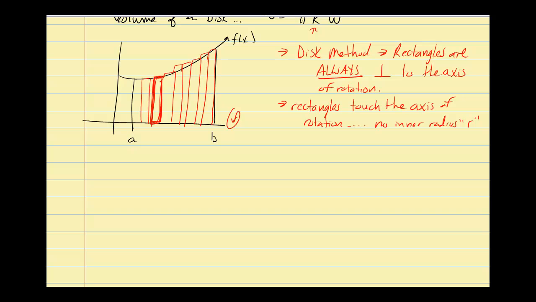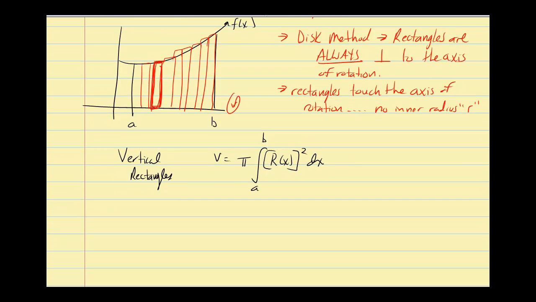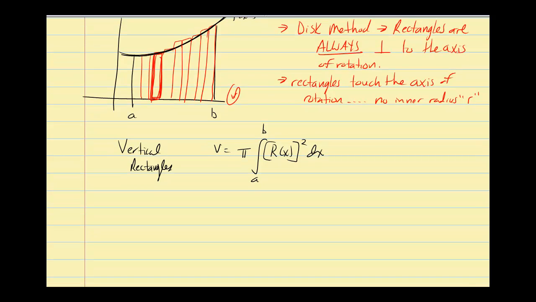So when we're talking about formulas here then for the disk method, I can talk about, first of all, vertical rectangles. And if I have vertical rectangles, of course, I'm working with dx. So my volume would look like pi, and again, I'm pulling these formulas from right up here, pi r squared w, times the integral from a to b of the outer radius quantity squared dx. Now your textbook also calls this outer radius, whatever function this is, f of x. Okay, but remember it is a radius.